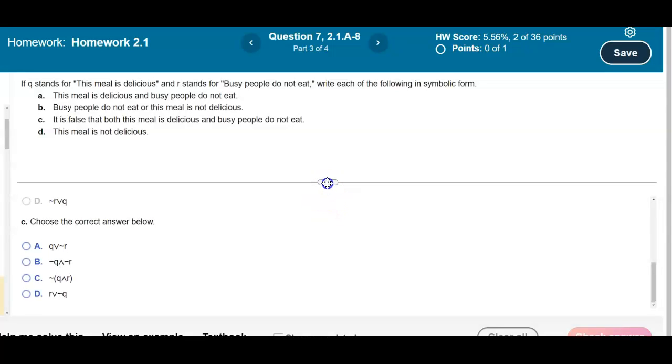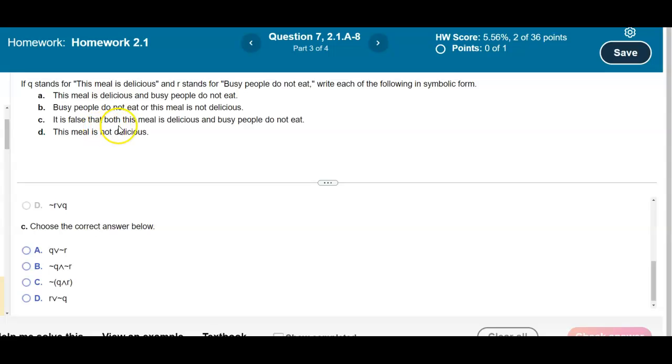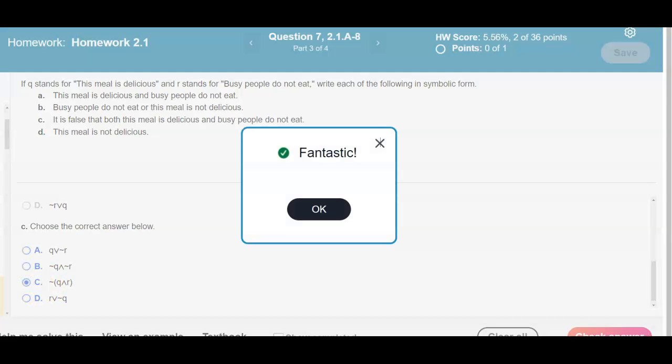Now let's take a look at C. It is false that both this meal is delicious and busy people do not eat. Now it is false that both means that you're containing both of those in parentheses, because you're saying that it is false that this meal is delicious and busy people do not eat. So that means you're negating an and statement. So it's going to be negate parentheses Q and R. So we're going to select that one, and there's your result.